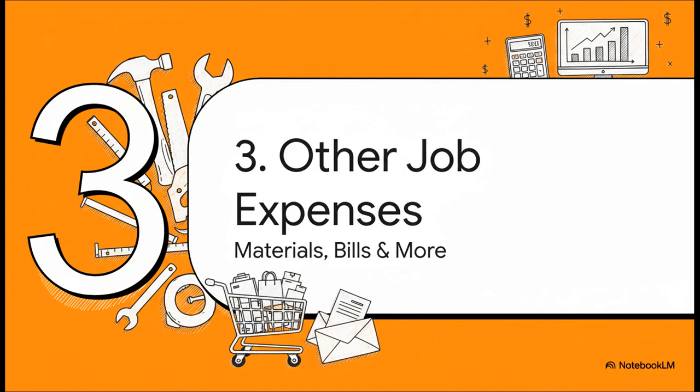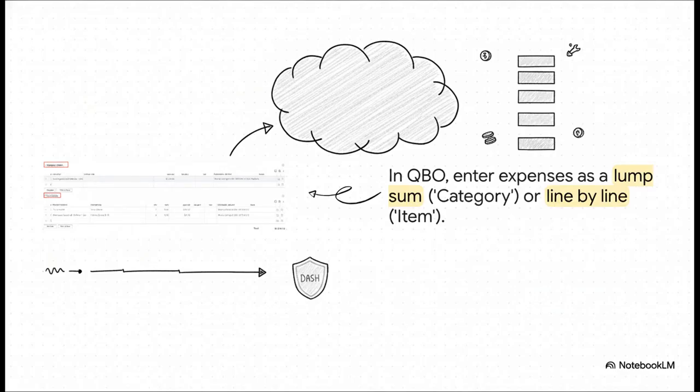Okay, we've got our labor costs flowing beautifully. So let's look beyond the people. Now we're going to track all the other job expenses, everything from materials you bought at the supply house to the invoices from your subcontractors. When you go to enter a bill in QuickBooks, you've basically got 2 options. You can use category details to just log a single lump sum for the whole purchase, or you can use item details to break it down line by line, which is perfect for tracking specific materials.